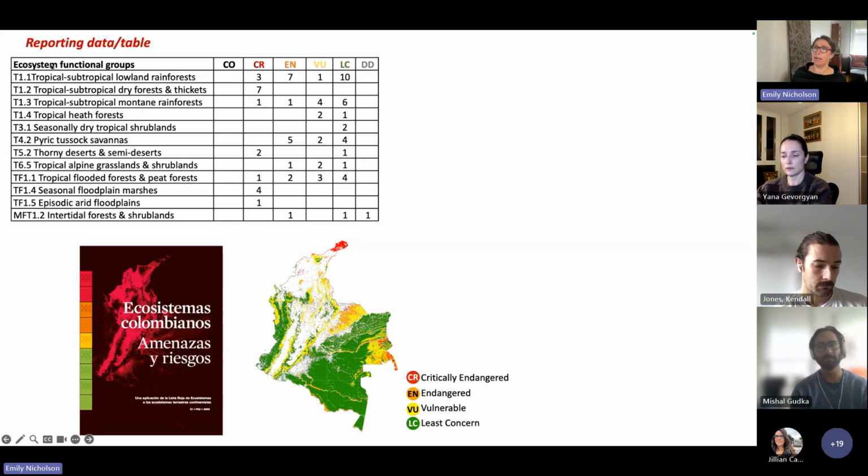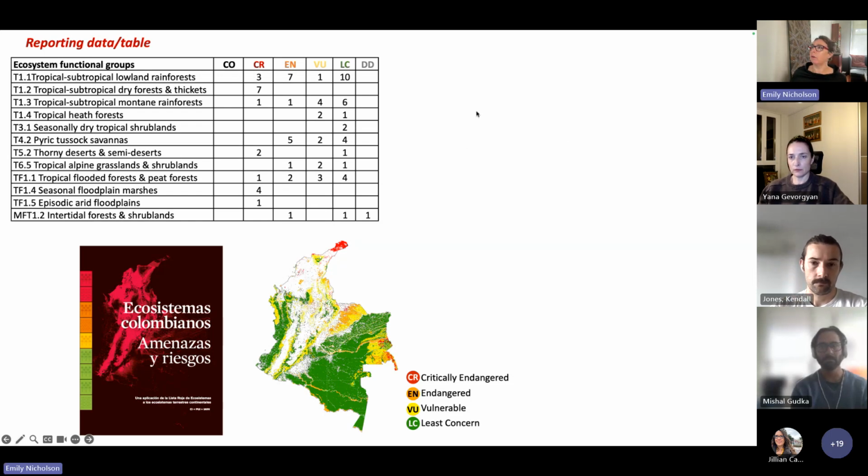But basically, we have the different ecosystem functional groups and the different Red List risk categories here. And this is simply the number of ecosystem types that fall into each of these categories from each ecosystem functional group. So we're still drawing on this national data of different ecosystem types and how threatened they are.